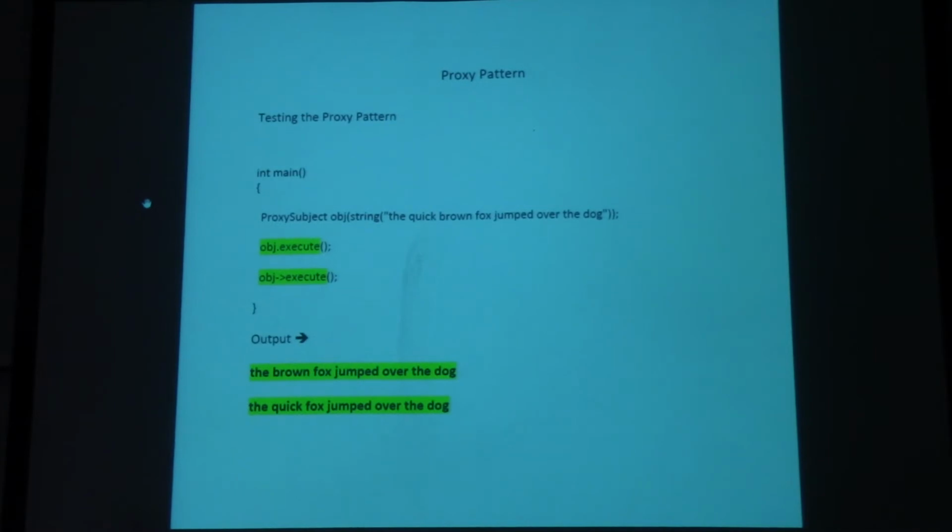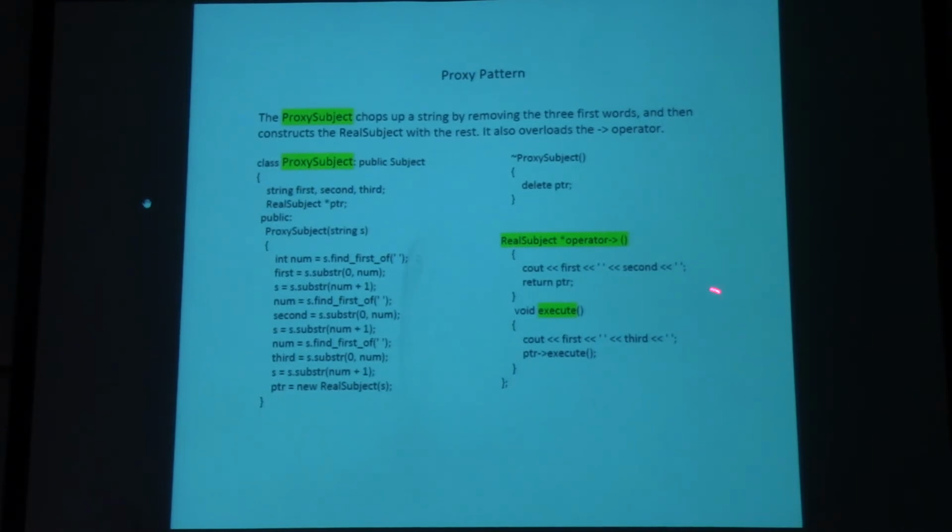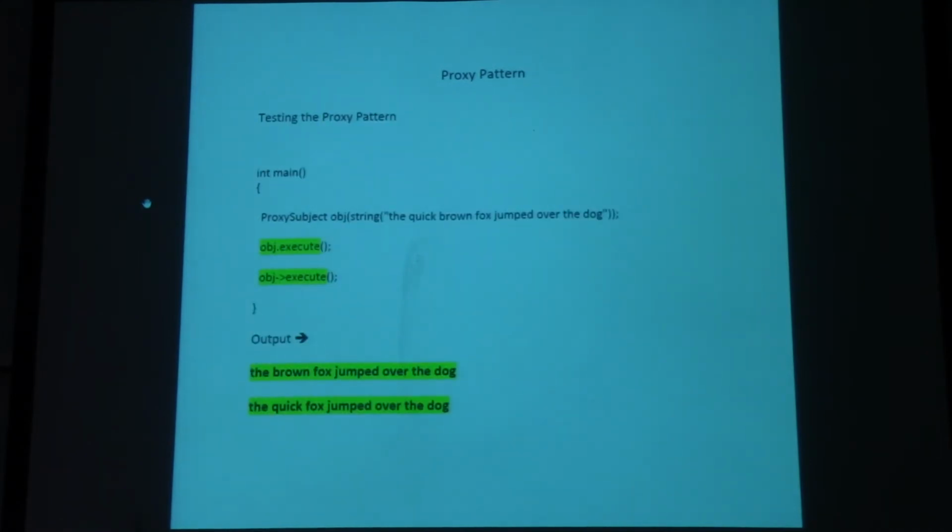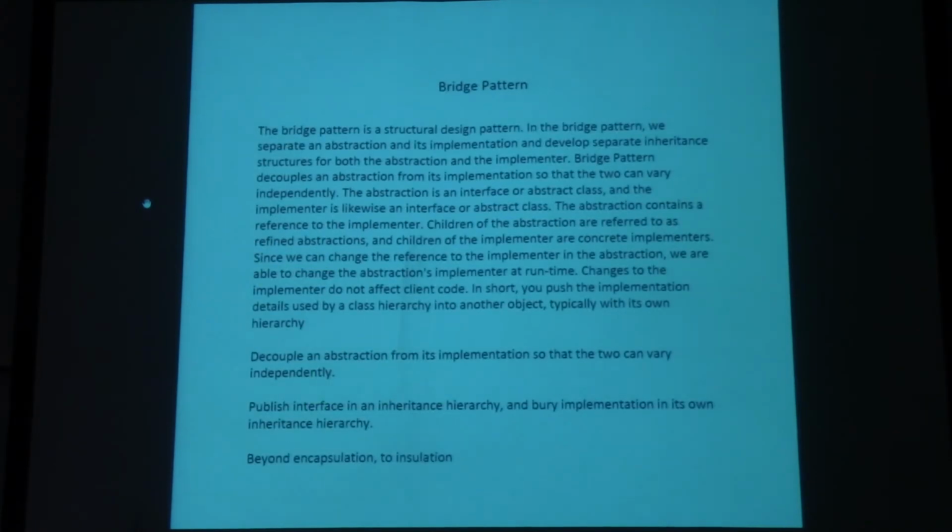Okay? And here, on the next one, we say obj pointer execute. So it looks to us like we're doing sort of the same thing, but we're not, because obj pointer is an overridden smart pointer. And what does obj pointer return? Obj pointer returns first and second, and then it returns the pointer. And the pointer is the real subject. So it gives you a different behavior using the proxy. So this is really just a smart pointer version.